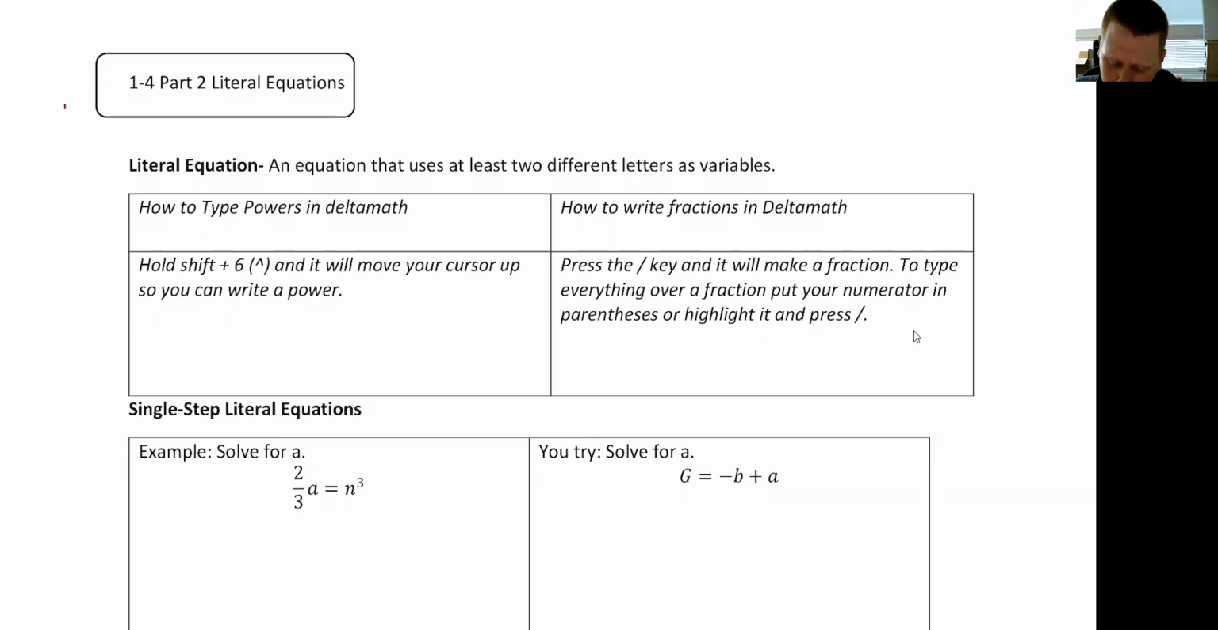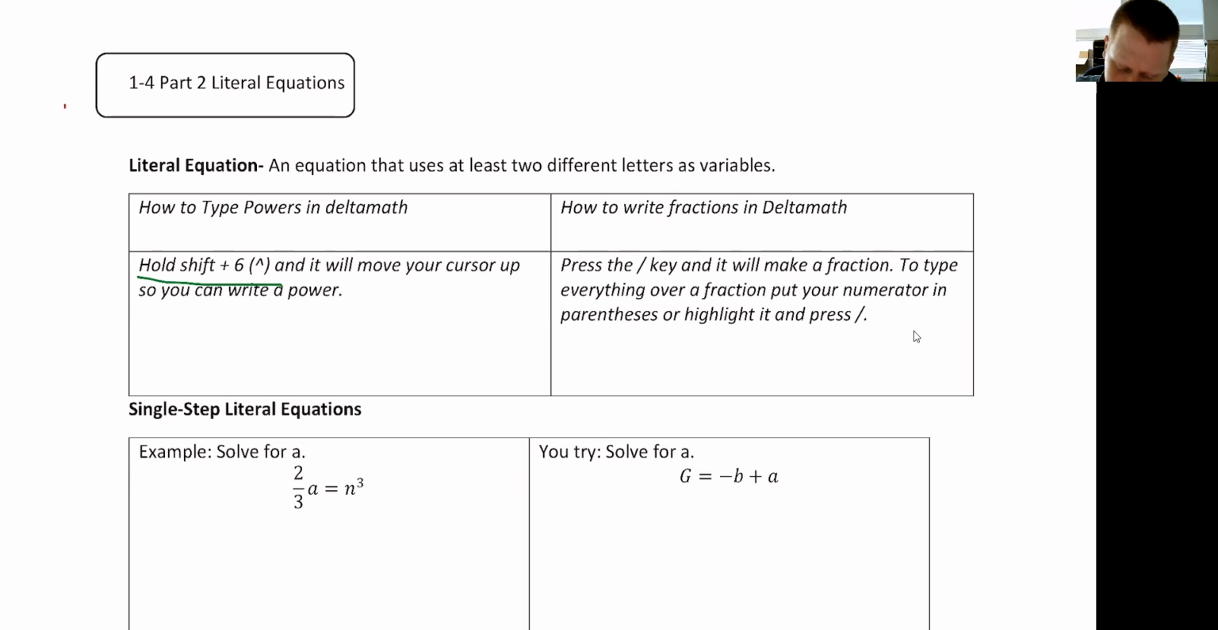If you ever need to type an exponent or a power, you're going to hold the Shift and 6 key on your keyboard. That will move your cursor up, type in your power or your exponent. When you're finished, you can either just click on the answer box or you can press the right arrow to move your cursor back down.